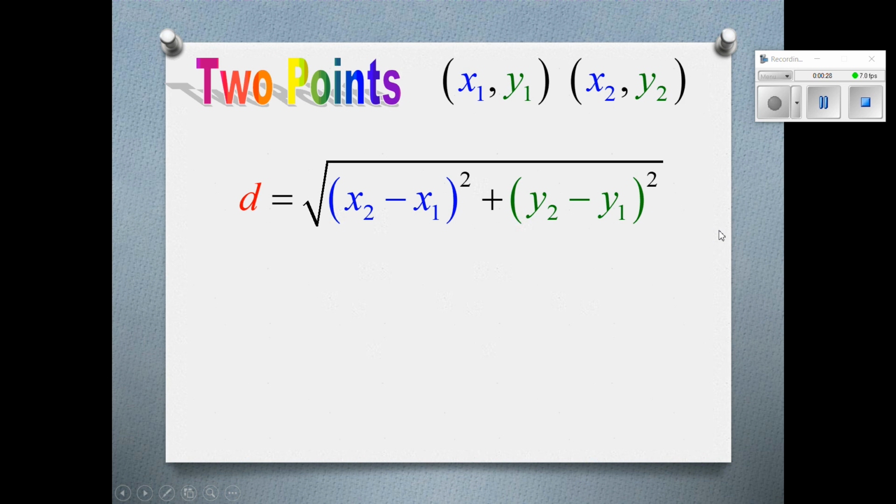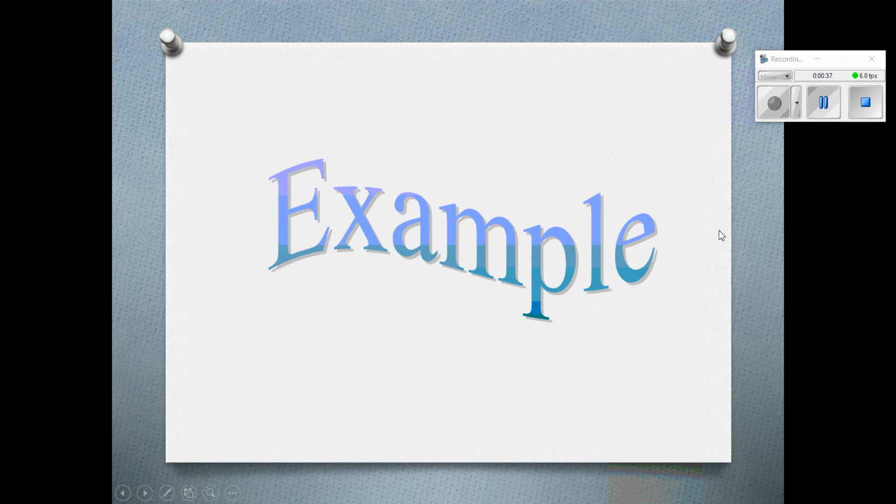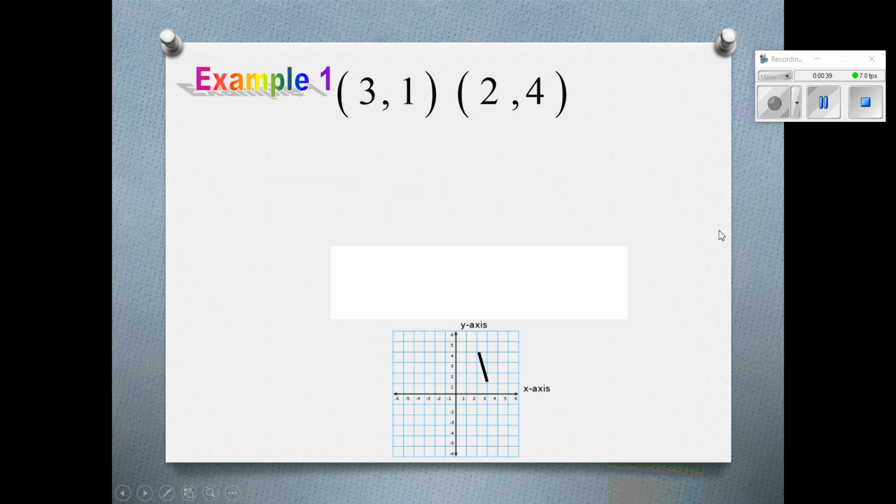First of all, you're going to start with two ordered pairs. Remember that x is the first number of an ordered pair and y is the second. Okay, so here, let's say we have the ordered pairs (3, 1) and (2, 4). If you look down here at the bottom of the graph, you notice that (3, 1) is right here, and (2, 4) is right here. So what we want to know is what is the distance between those two. So we're going to use this formula right here.